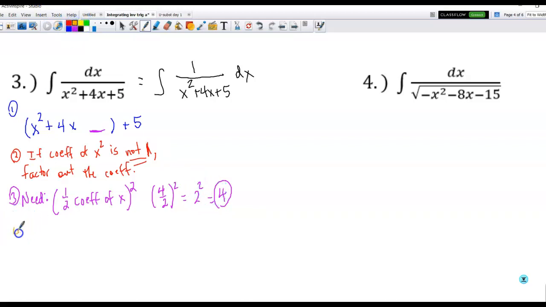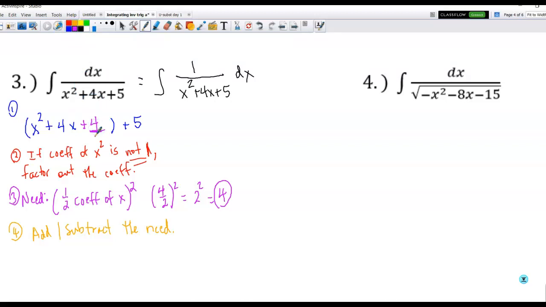Step number 4. Add, subtract the need. Now remember, we can't change the value of this expression. We can't make it into a new expression. We can't change the value. So I can't just simply add a 4 into the problem. So what I can do legally is add the 4 on the inside, in purple to match the purple.